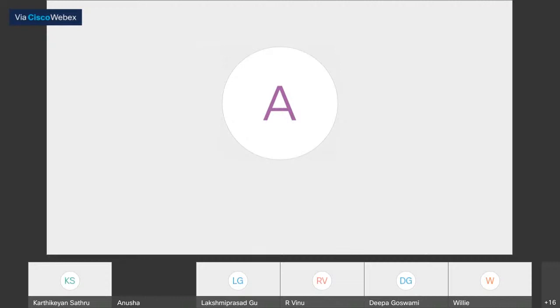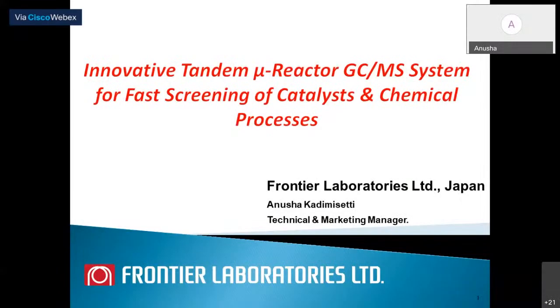So today I'm going to share the content about the tandem microreactor, its features and operations, and also a few applications related to that. So without any delay, I would like to jump to the presentation. I'm going to talk about the tandem microreactor, which is coupled with GCMS. Its main motive is fast screening of catalysts and also chemical processes.